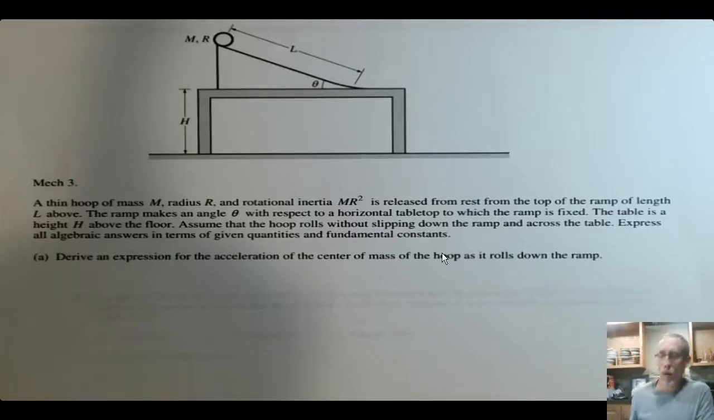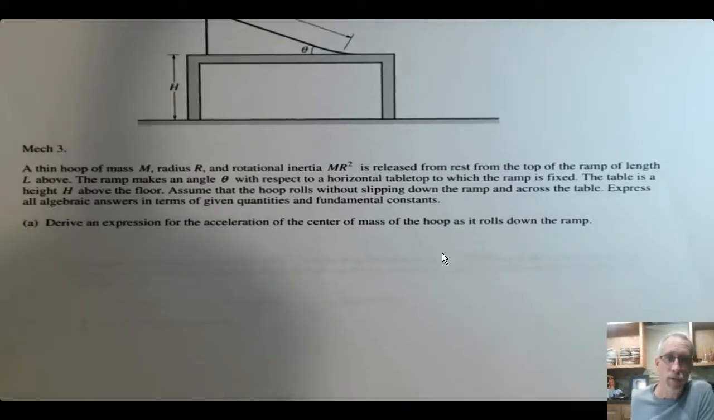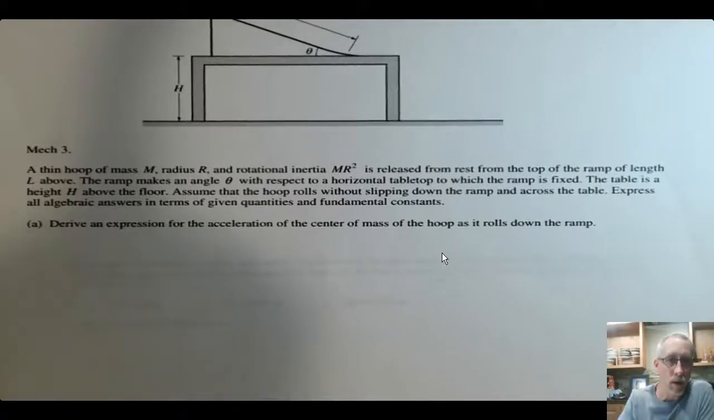So we've got the picture in front of you. It's just a little hoop that's rolling down a ramp, and then it rolls onto a table, and at some point it's going to fly off the table. I'm not really interested in that right now. I'm just interested in the first two parts, so if this goes too long, I might cut that part off. It's released from rest.